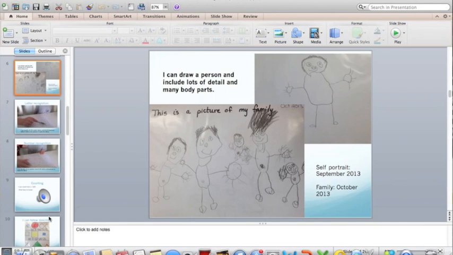This portfolio reflects a student during the first semester or first term, so up until about November. But if you were to do this, say, in March again, you could have the student's picture from September and then another one from later on in the year, maybe February or March, and see the growth.